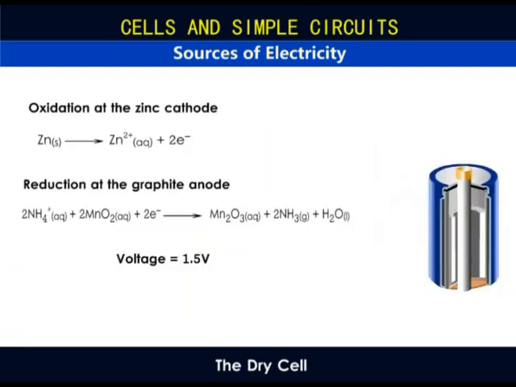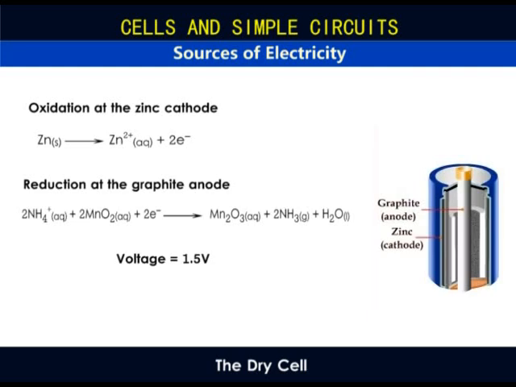The reactions taking place inside are quite complex, but here are simplified ones. At the cathode, zinc is oxidized to release 2 electrons. These are collected by the graphite anode. At the graphite anode, reduction takes place. This flow of electrons produces electric current.